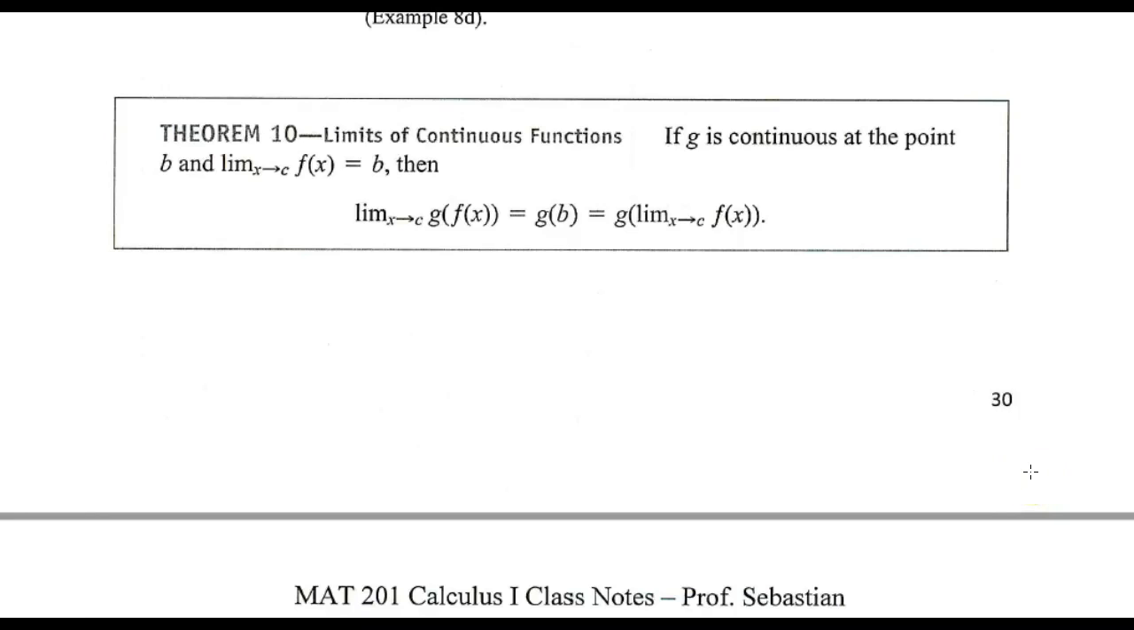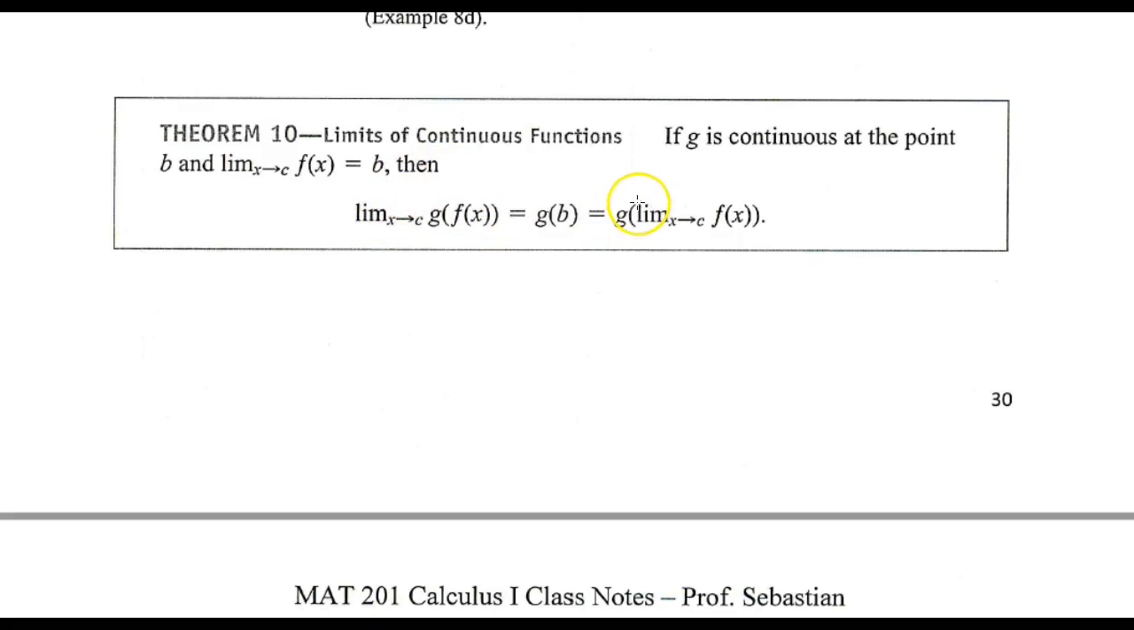We're still in section 2.5 concerning continuity. Before I do example 16, I just want to quickly go over this theorem, which is about limits of continuous functions. If I'm looking at a limit of a composition of functions, g of f of x, as long as g itself is continuous, if I were to plug x equals c into f of x, that would be b. As long as g is continuous at that point b, then all that means is I can take that limit and move it inside these parentheses.